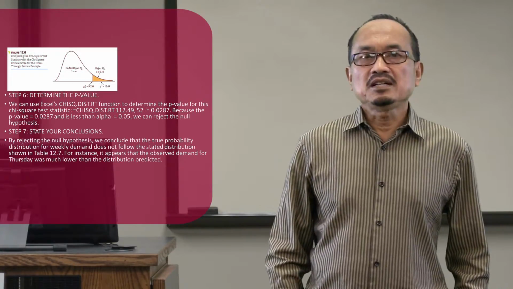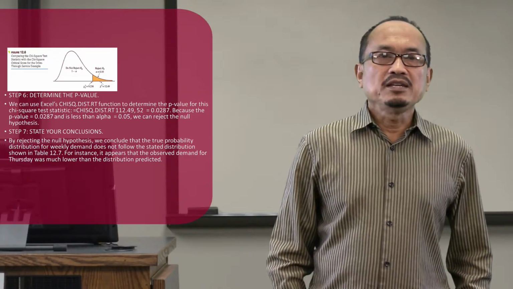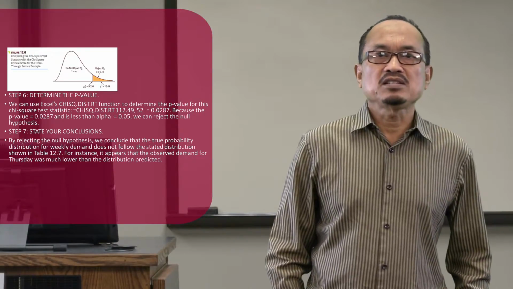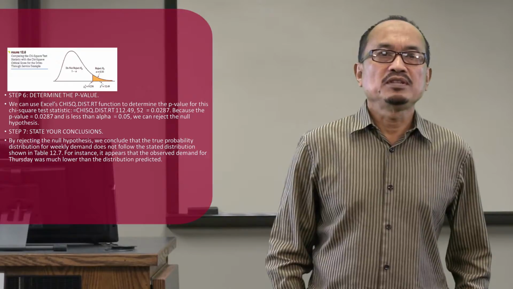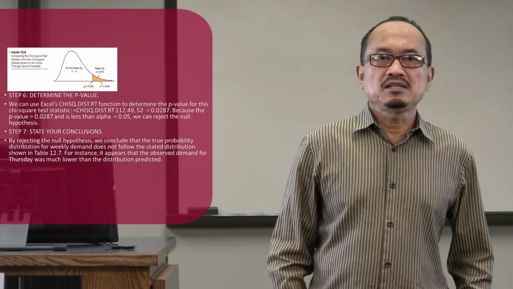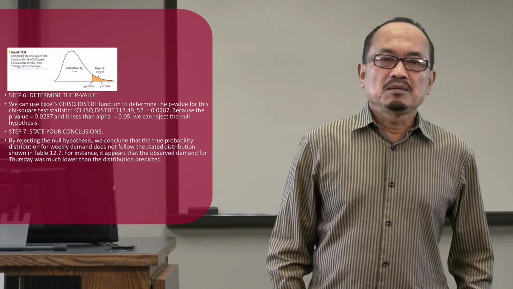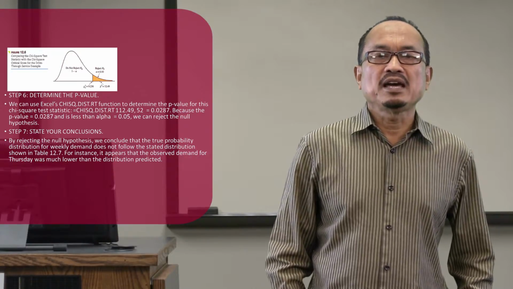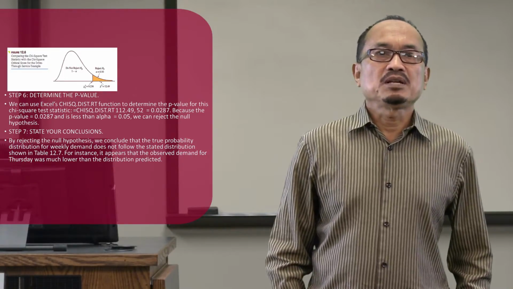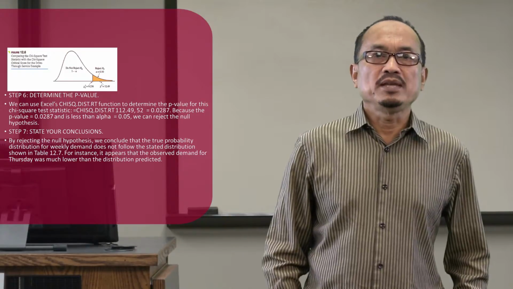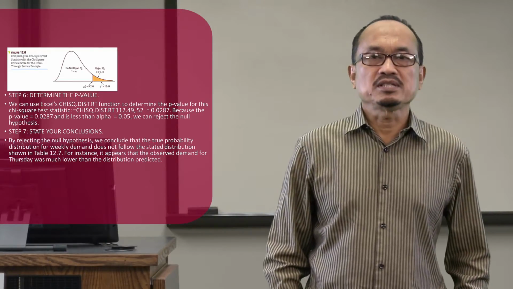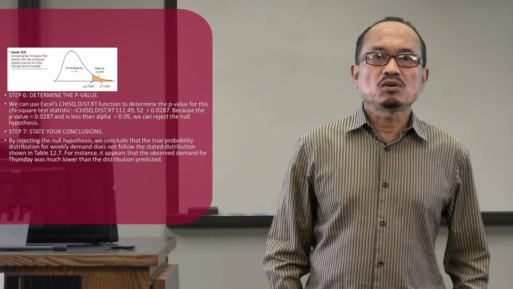Step 6. Determine the p-value. We can use the Excel CHISQ.DIST.RT function to determine the p-value for this chi-square test statistic equal to CHISQ.DIST.RT(12.49, 5), which is equal to 0.0287. Because the p-value is equal to 0.0287 and less than alpha, we can reject the null hypothesis. Step 7. State your conclusion.